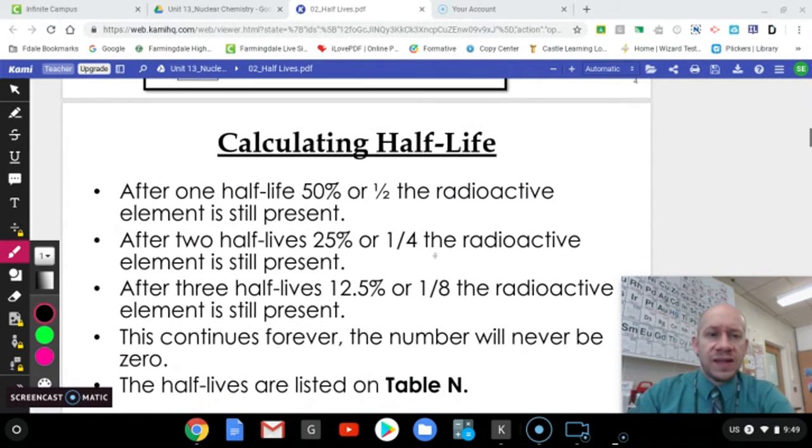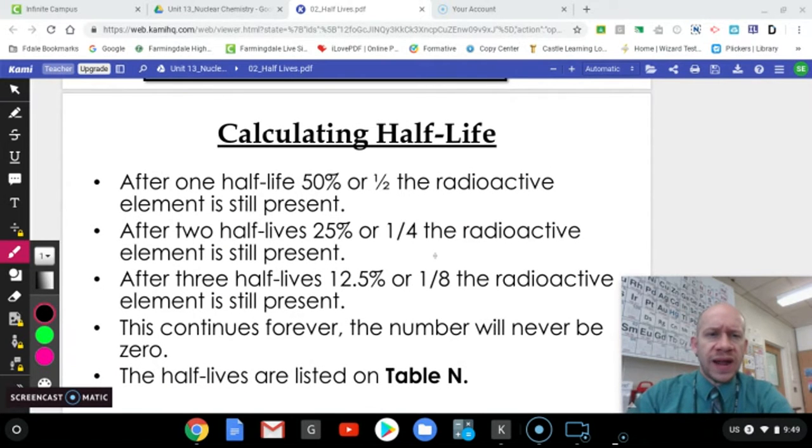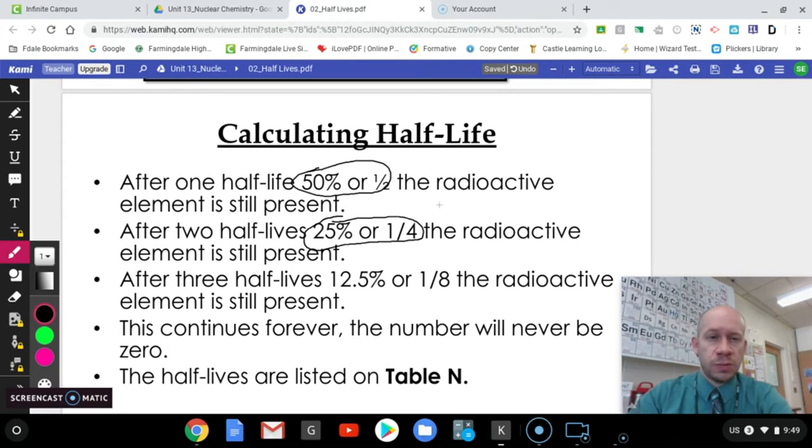So to calculate half-life, we know that after one half-life, 50% or one half of the radioactive element is still present. After two half-lives, 25% or one quarter of the radioactive isotope is still present. And after three half-lives, 12.5% or 1/8 of the radioactive element is still present. And this continues forever. The number will never actually get to zero. We'll always have a little bit left.